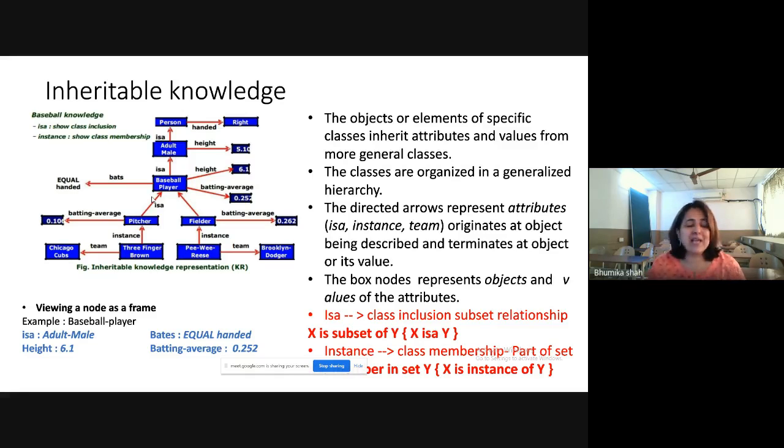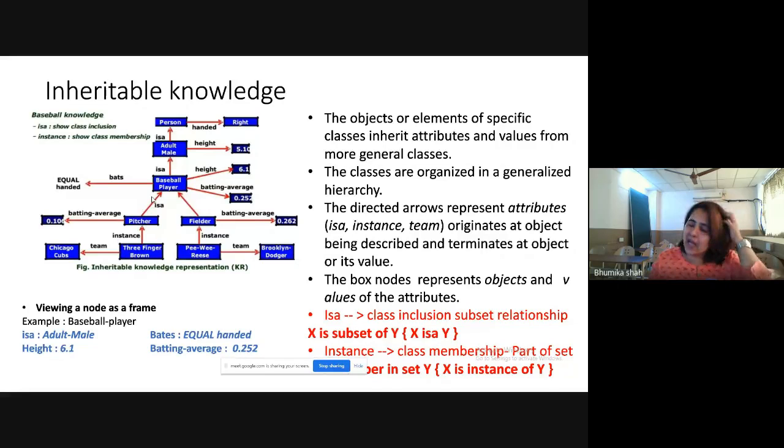Why? Because baseball player is the child class of adult male, so it is going to inherit the height attribute and value 5'10". But baseball player has its own height attribute value also, so it will override the inherited value and hence it won't use the height value of the parent class. Are you getting this? Okay.